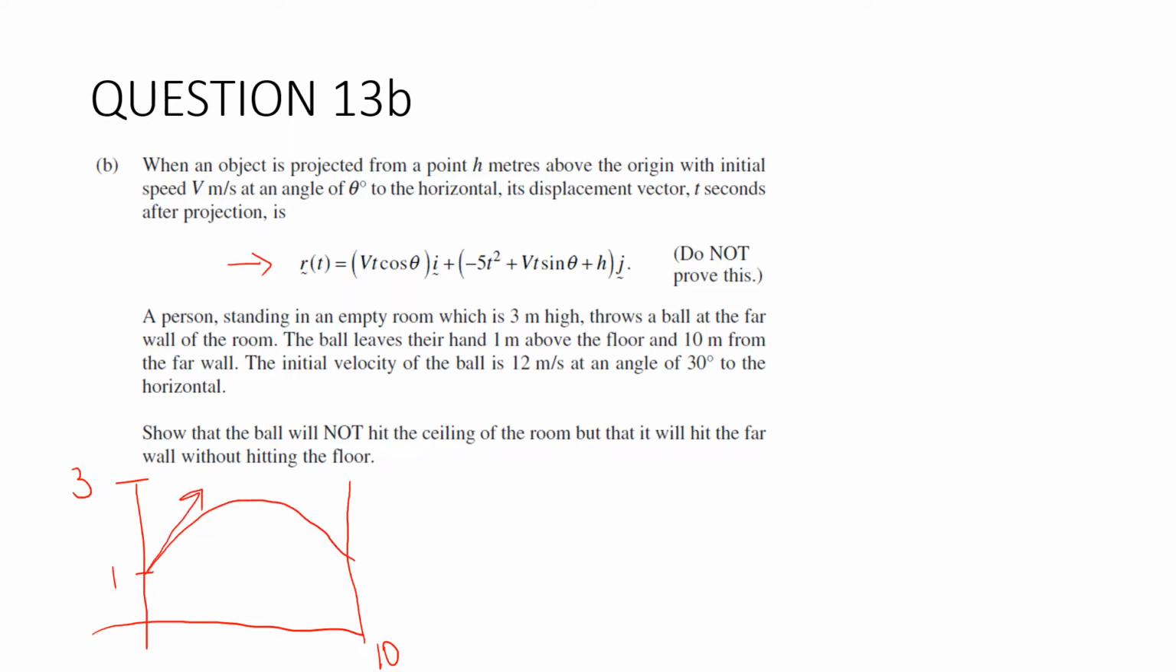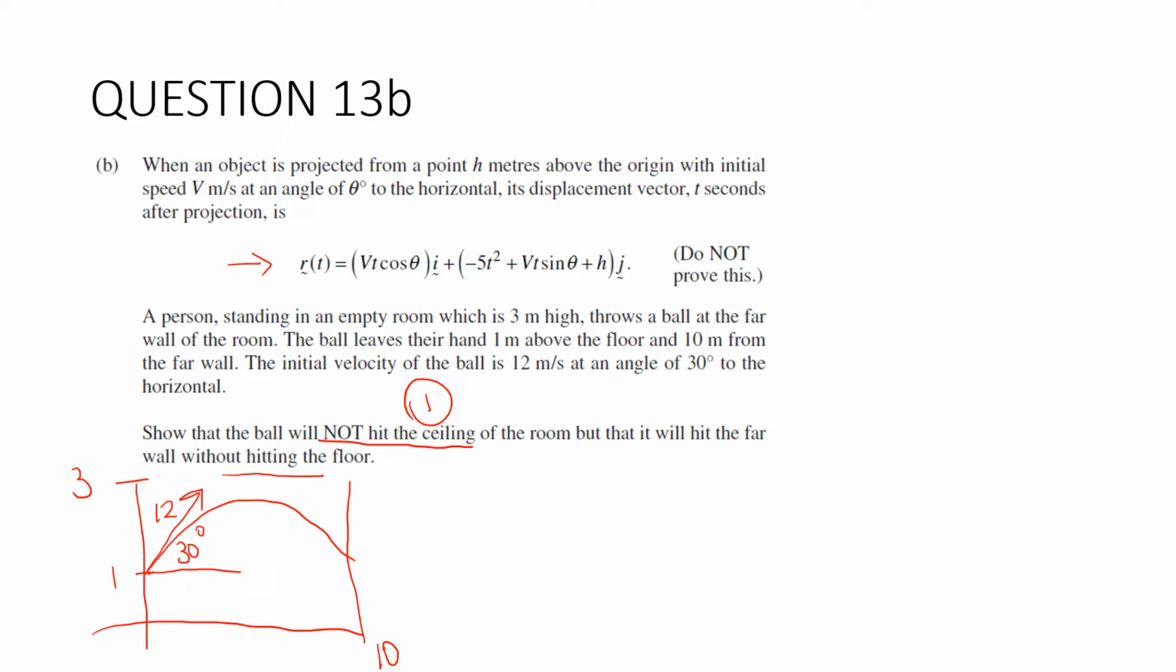The initial velocity of the ball is 12 meters per second, and it's thrown at an angle of 30 degrees to the horizontal. Show that the ball will not hit the ceiling of the room, but it will hit the far wall without hitting the floor. So 2 things to do. Let's start with this one. Will not hit the ceiling.